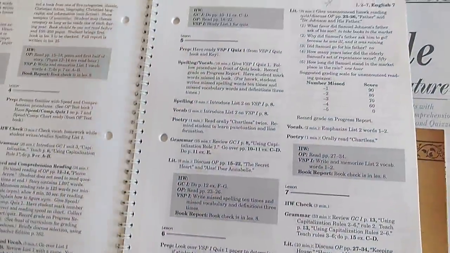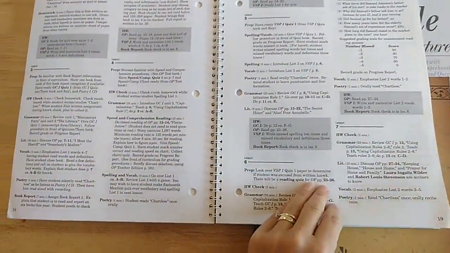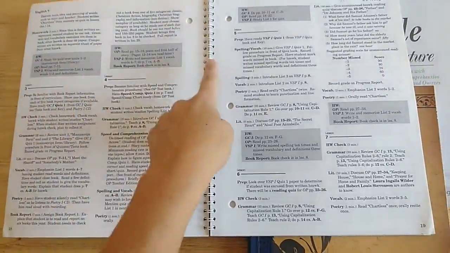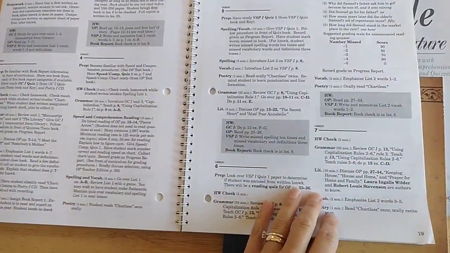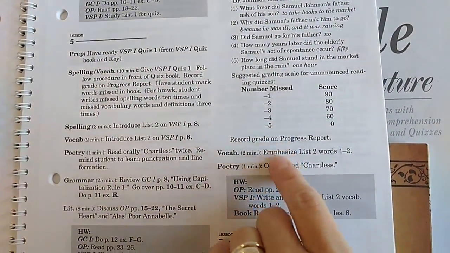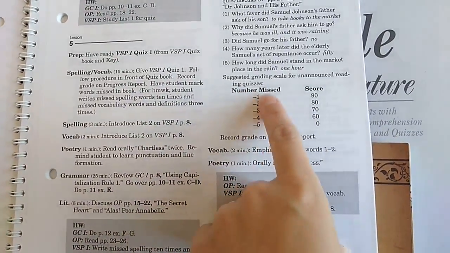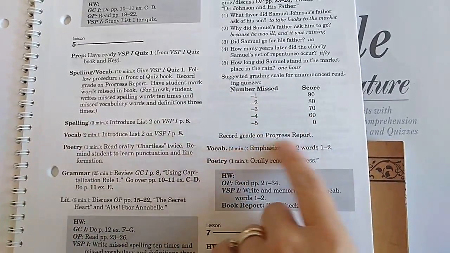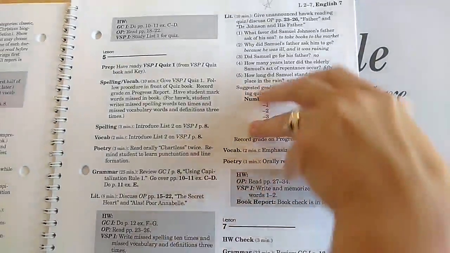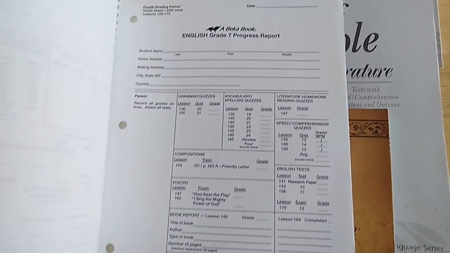Okay, so this whole book is laid out just like that. Lesson 3, 4, 5, 6, 7, and on up. Okay, so right here is when you give like a reading quiz, how many they missed, what their score was, and how to record it in the progress report, which is in the back of the book right here.